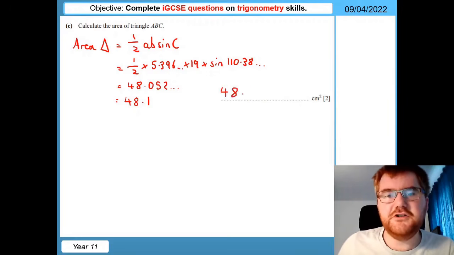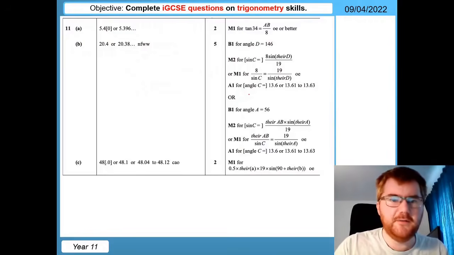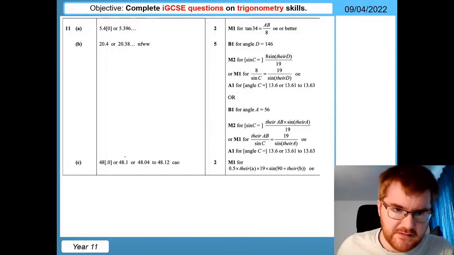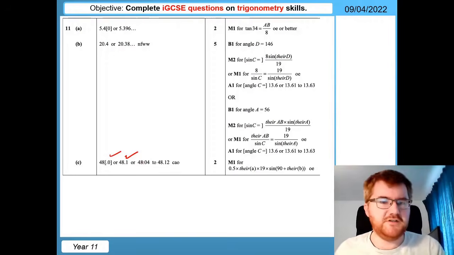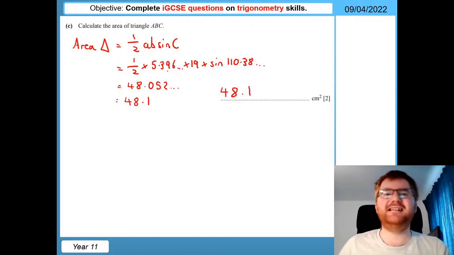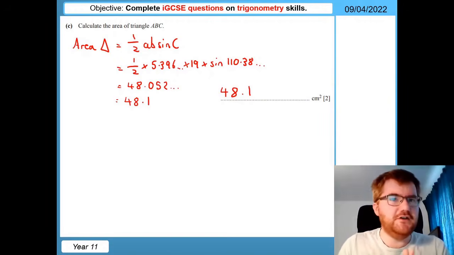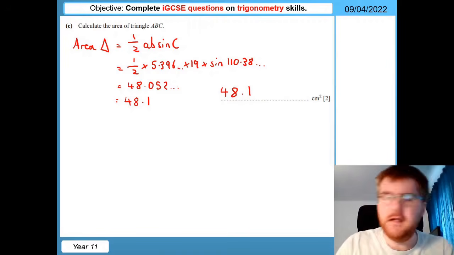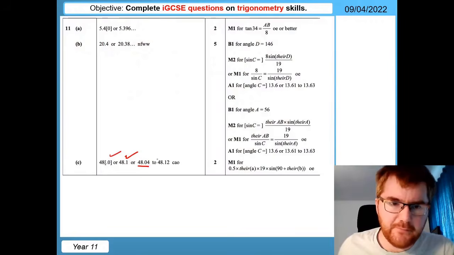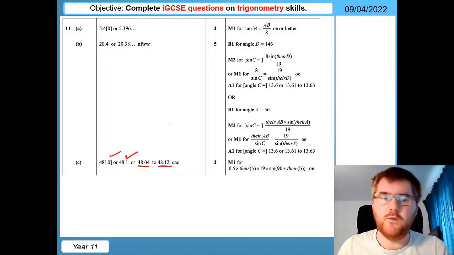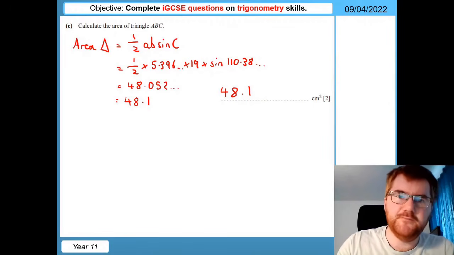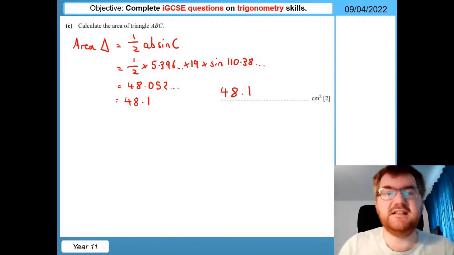48.1. So let's just check the mark scheme, make sure that's accurate enough. Yes, it is. You can see actually it should be between these two numbers, so both 48.0 or 48.1 is correct. But the best thing to do is try and keep as many decimals in the question as possible, just so you don't miss on any accuracy marks at the end. Notice with the mark scheme here, they give you a range to get it between, so 48.04 and 48.12, which we certainly fit into with our answer of 48.052. So again, try and keep those questions as accurate as possible.